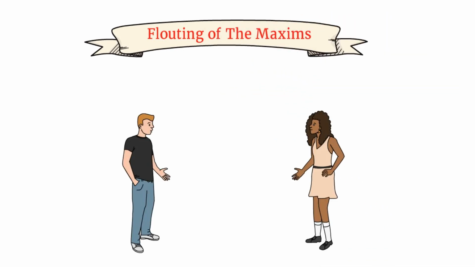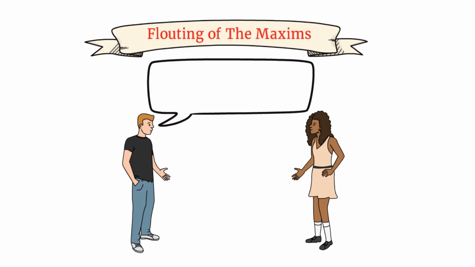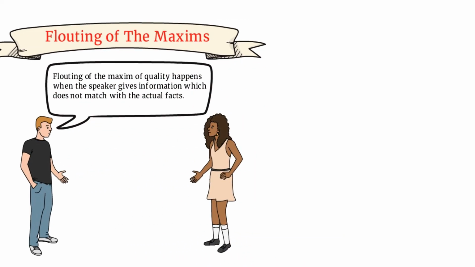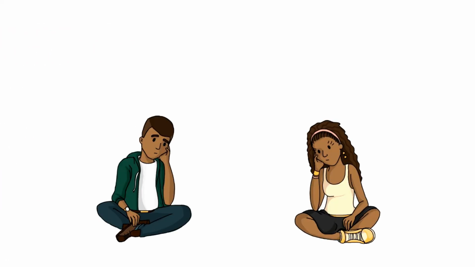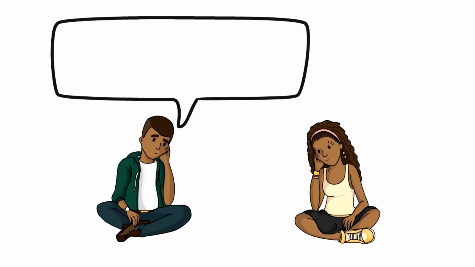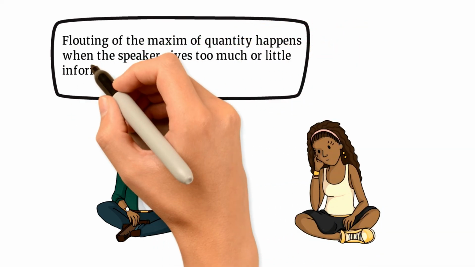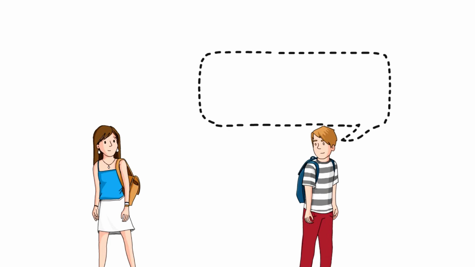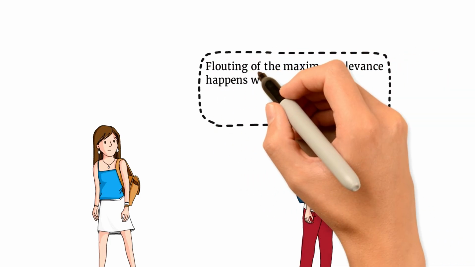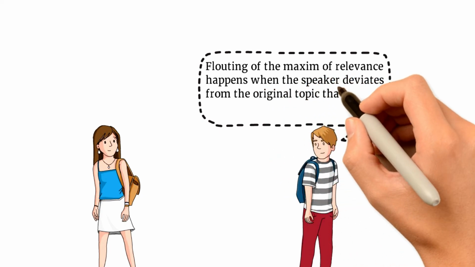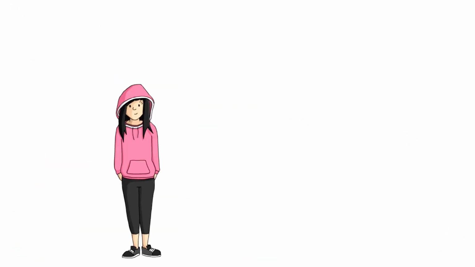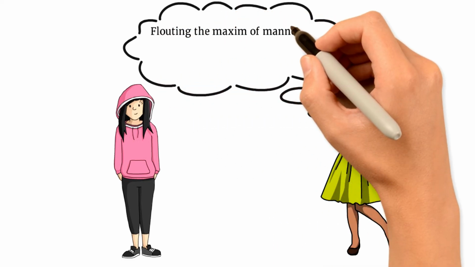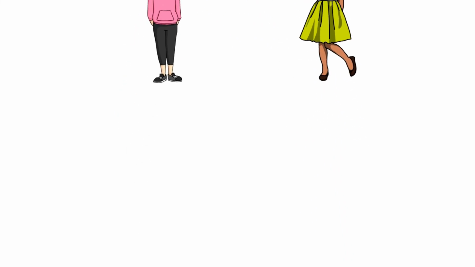Flouting of the maxim of quality happens when the speaker gives information which doesn't match with the actual facts. Flouting of the maxim of quantity happens when the speaker gives too much or too little information. Flouting of the maxim of relevance happens when the speaker deviates from the original topic that is being talked about. Flouting of the maxim of manner happens when the speaker doesn't clearly give information.